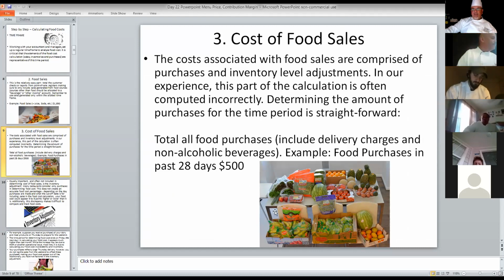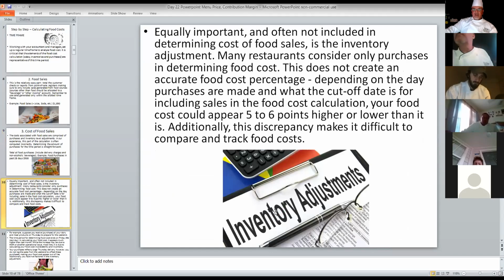Equally important, and often not included in determining the cost of sales, is inventory adjustment. Many restaurants consider only purchases in determining food costs. That does not create an accurate food cost percentage, depending on the day purchases are made and the cutoff date for including sales in the food cost calculation. Your food cost could appear 5 to 6 points higher or lower than it is. Additionally, discrepancies make it difficult to compare and track food costs. Okay.